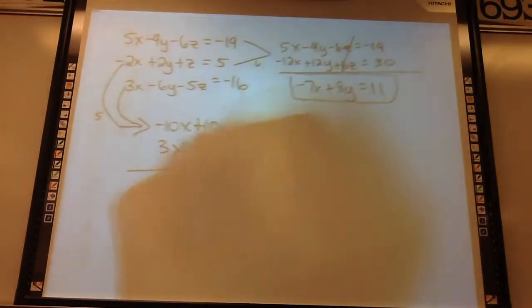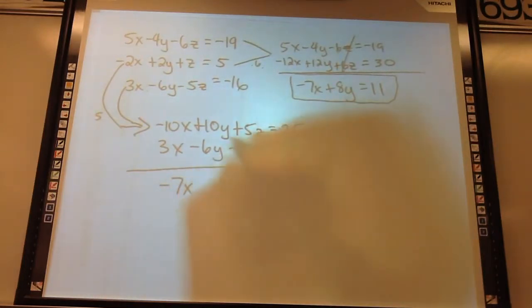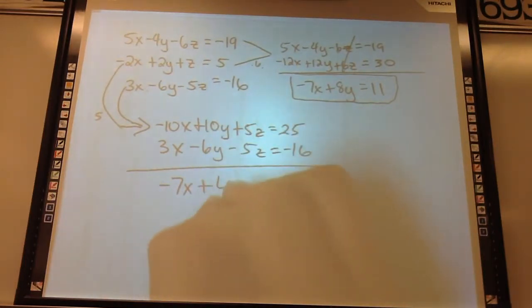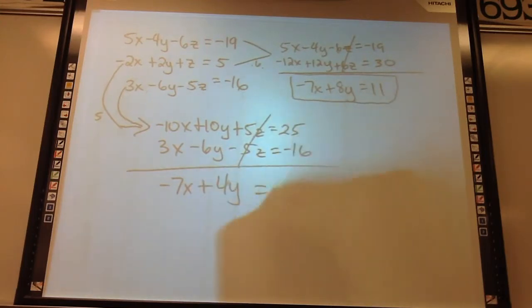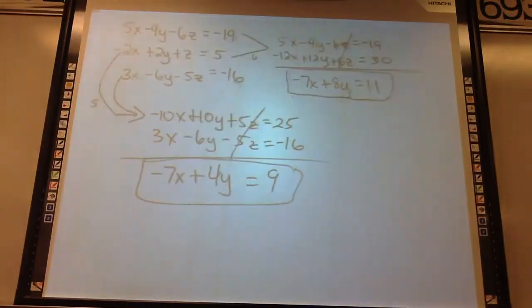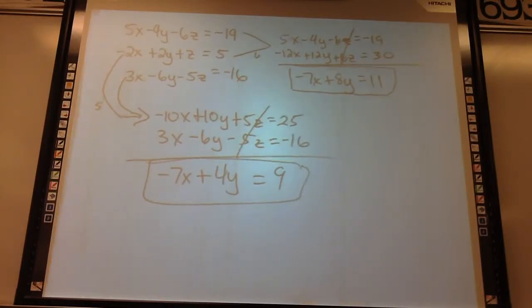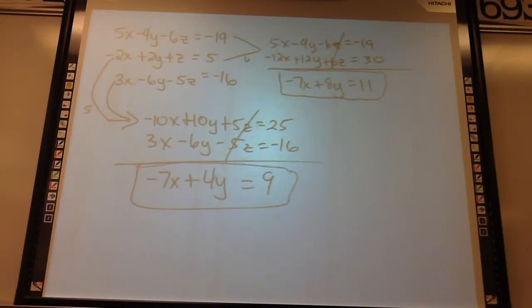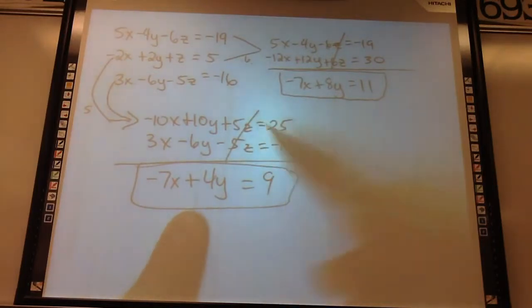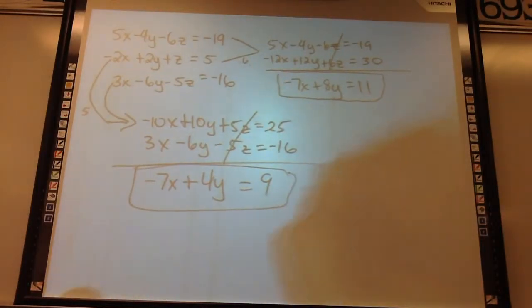Add them up. Negative 10 and 3 is negative 7x. Positive 10 minus 6 is positive 4y, 0, and 9. Yeah, it's 9. So now we've eliminated z. Now it's an Algebra 1 problem. You have a system of equations with two variables. So let's use these two and eliminate again.